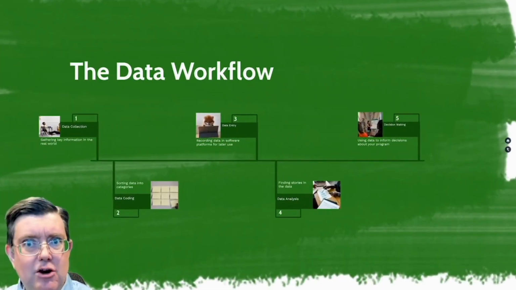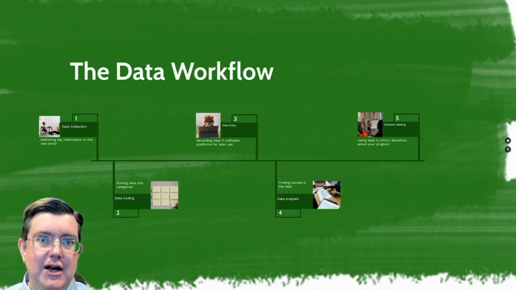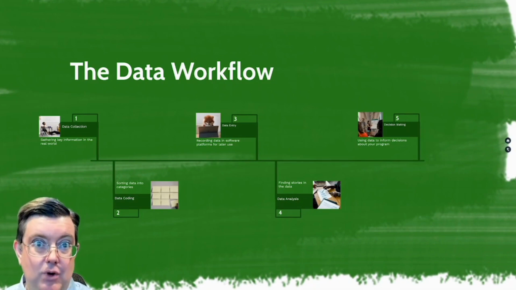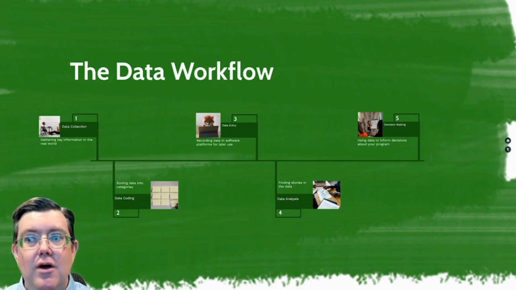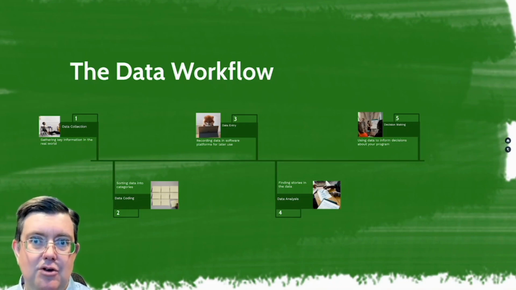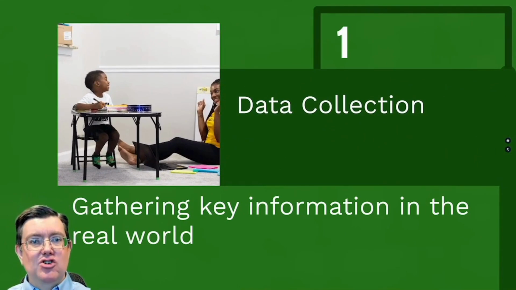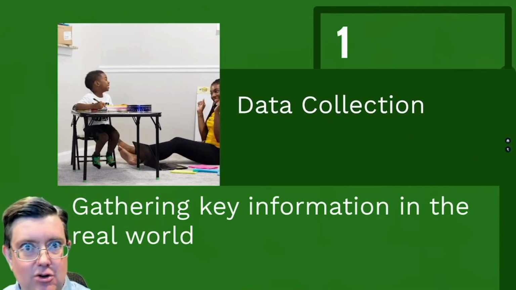So the data workflow is a process by which data gets brought in from the real world and made useful for us, and then we actually use it. So there are basically 5 chunks of the data workflow that we normally talk about and that we are concerned with in this kind of context. The first is data collection. Now, data collection is gathering key information in the real world.